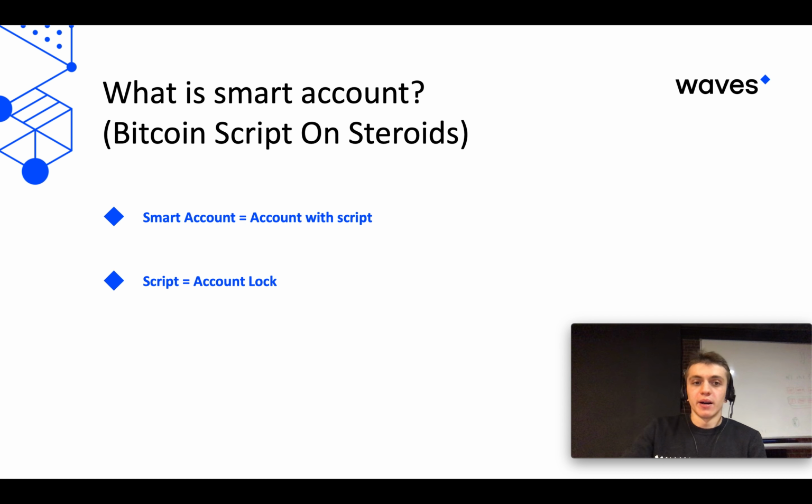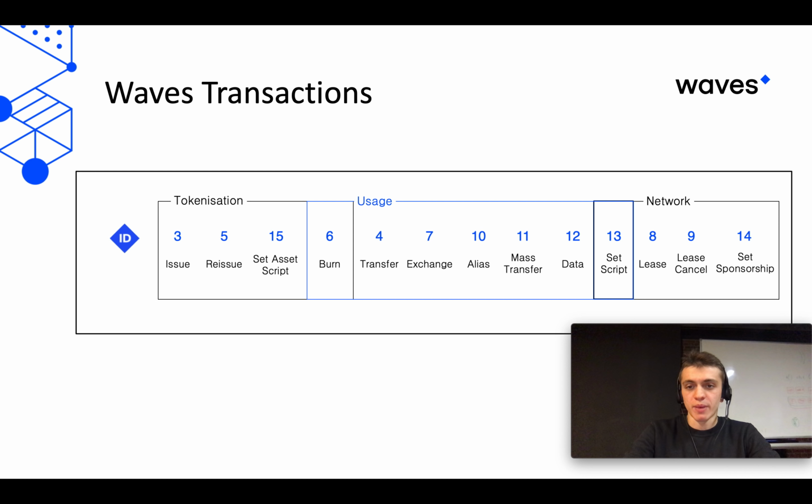How to make your account smart? Usually you have just a simple account and you want to change the behavior of your account. You want to make it smart. You want to check not only the signature of the transaction, you want to check something else. To do so, we have a special type of transaction called set script. So you have to send a set script transaction with the compiled body of your smart contract. As you can see, the ID of the set script transaction is 13.